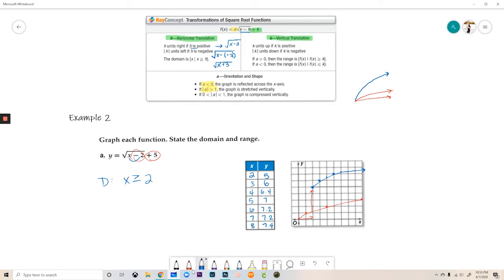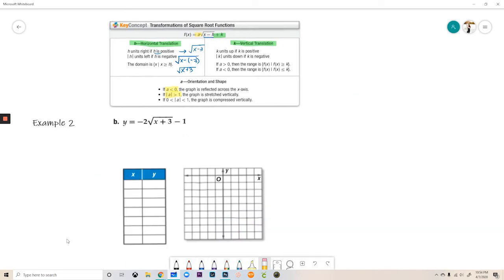So our domain we already talked about, all of the x values that are greater than or equal to 2, and then our range, well, where do our y values start? They start up here at 5, so the y values, f of x, output, has to be greater than or equal to 5.